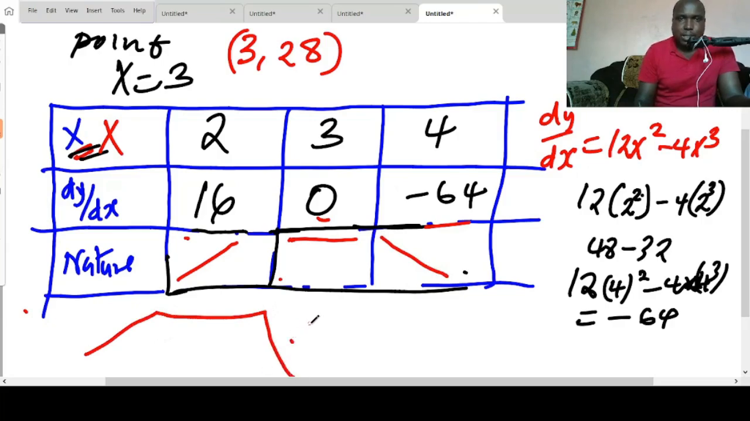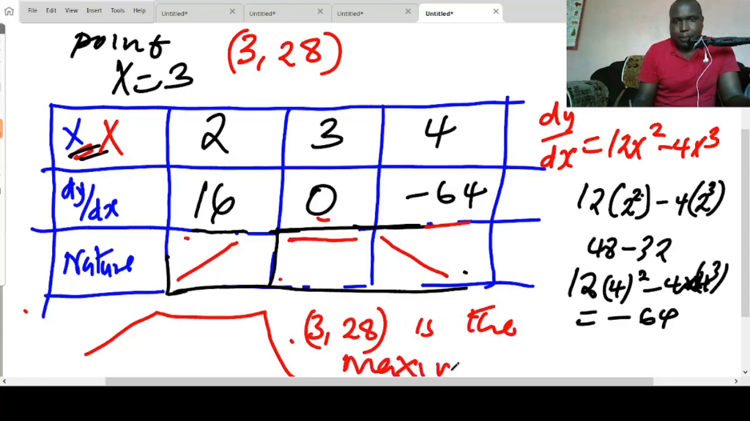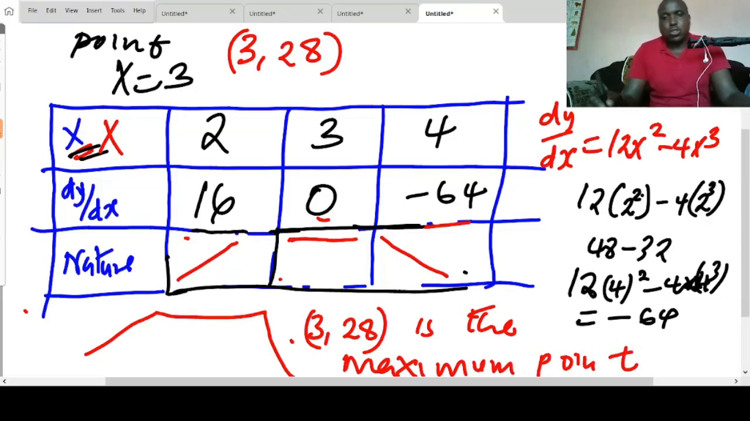Then this point, it means that 3,28 is the maximum point. And that is how you will get your 10 marks. Thank you very much.